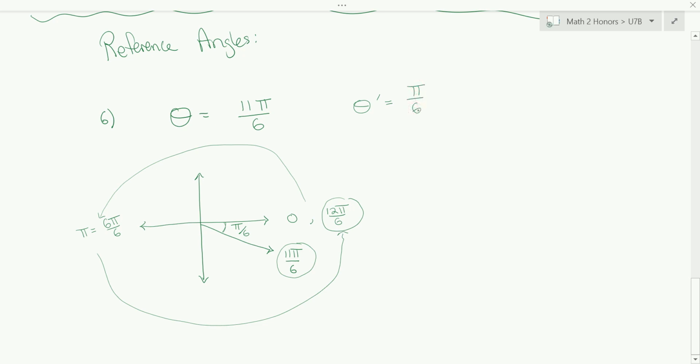What would that be in degrees? Well, pi is equal to what? 180. So if I replace that pi with 180, I get 180 degrees over 6, which is 30 degrees. So pi over 6, which is foreign to us, is something very familiar. It's actually 30 degrees. Okay.